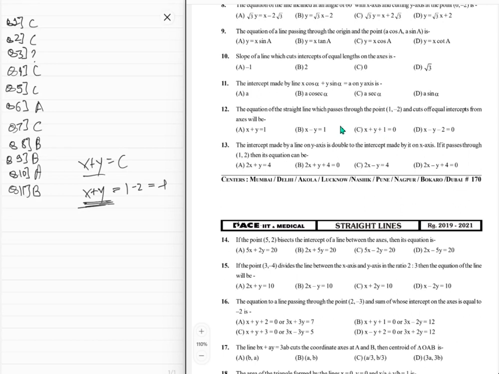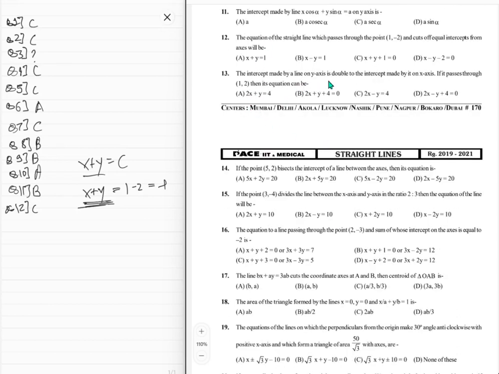So C works. But if this was a multiple choice, I would try to go for B or D as well, because it might be possible that they're talking about unsigned lengths. But yeah, equal intercepts, not equal lengths of intercepts. So this question does have that ambiguity thing.